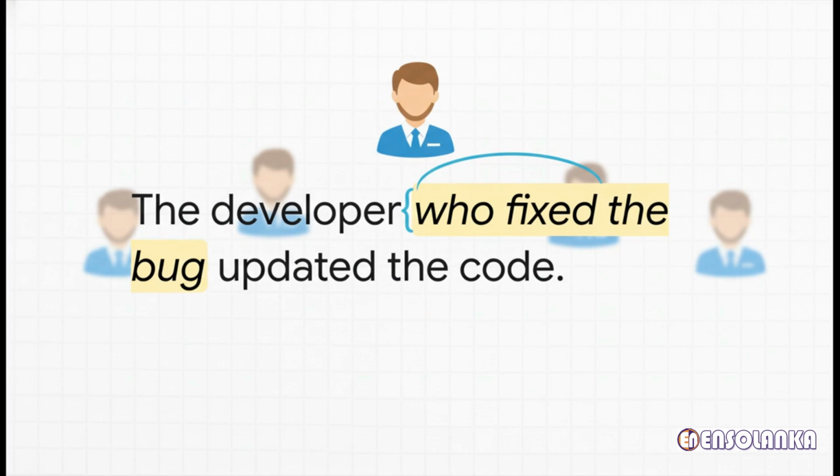Check it out. The developer who fixed the bug updated the code. See that little phrase, who fixed the bug? That is our adjective clause, and it's pointing right at the developer. Suddenly, we're not talking about just any developer. Nope, we're talking about the one who fixed the bug. See? That's what I mean by precision.